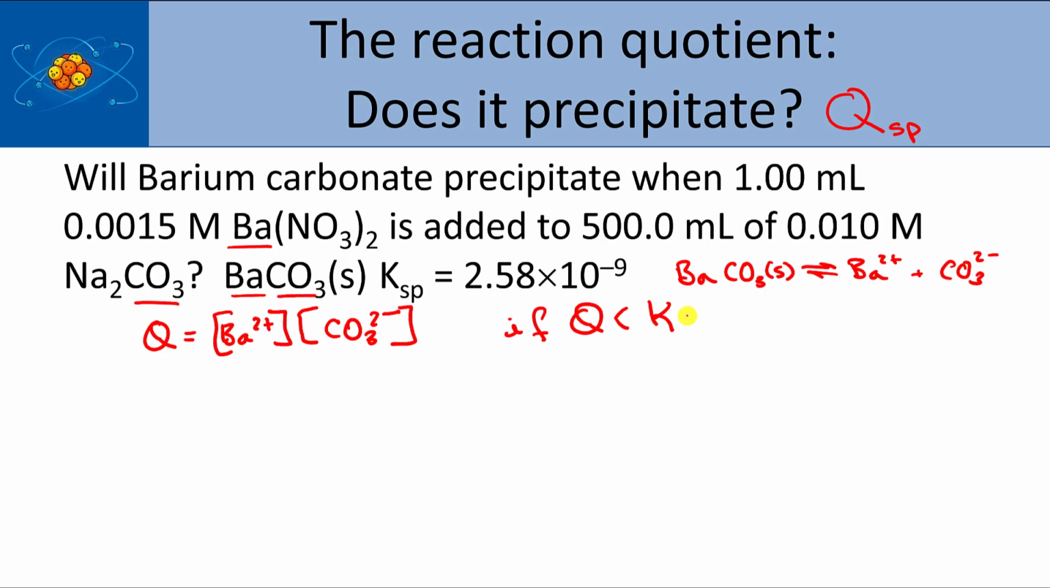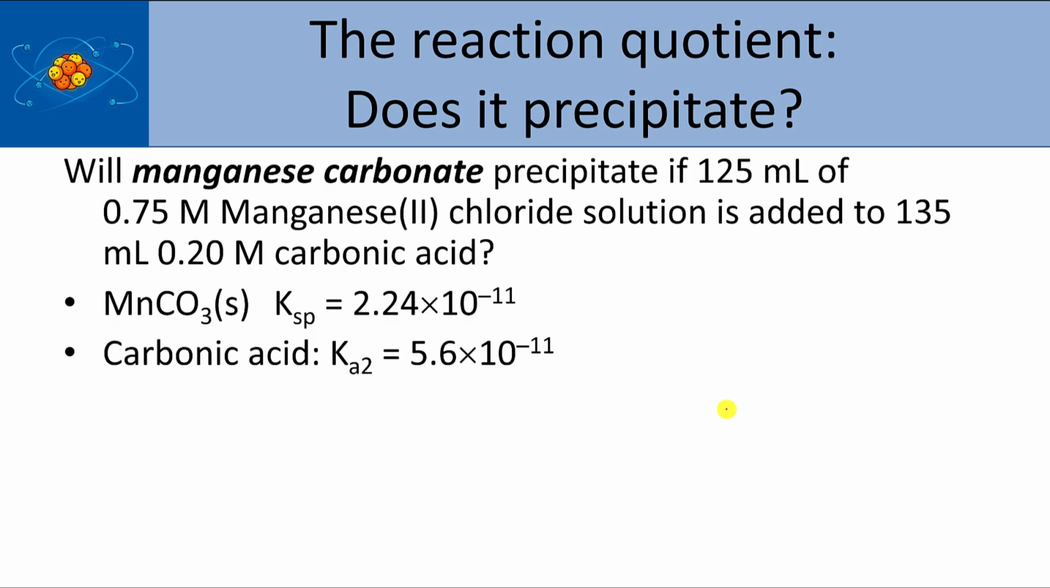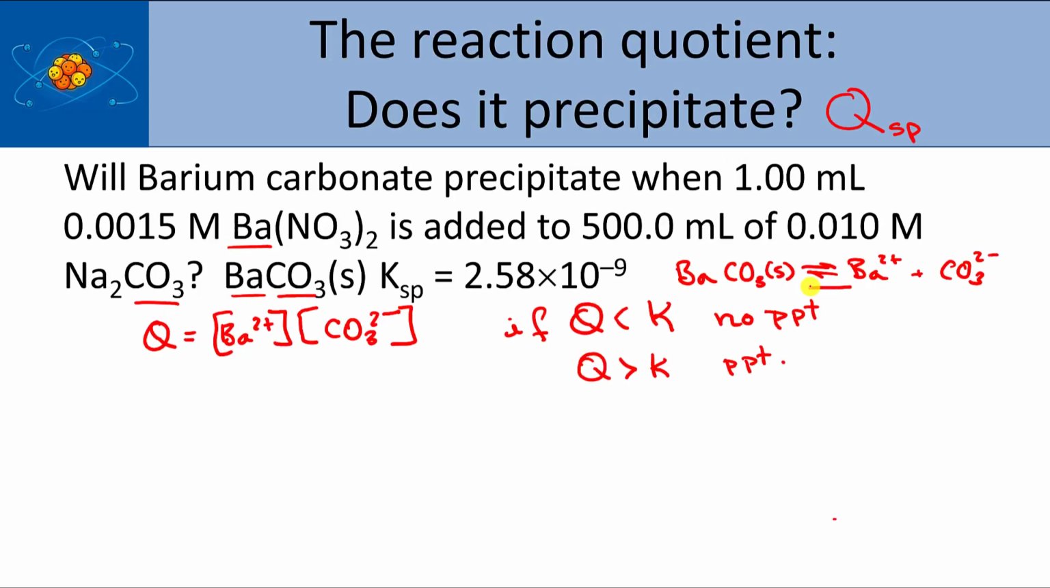But if Q is greater than K, remember Q is products over reactants, just like any equilibrium constant, right? So that case is no precipitation. But if Q is greater than K, then precipitate forms. That means there's too much ion in solution and it'll go back to form the solid. And that, again, is precipitation. So precipitation is the solubility product reaction going in this direction, okay?